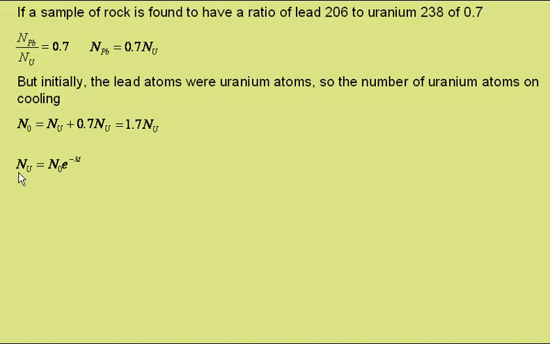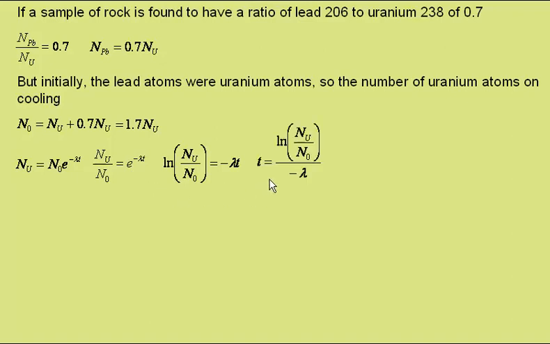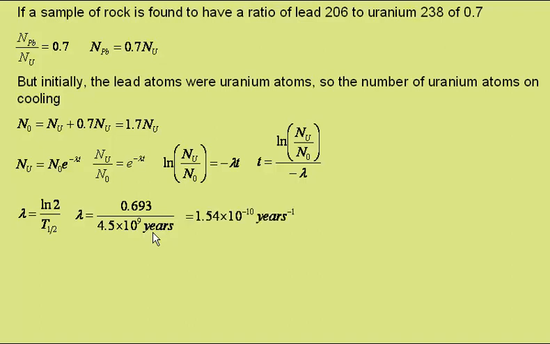But we also know that the number now is equal to the number at the start times e^(-λt). Rearranging to this, and then taking natural logs of both sides removes the exponential function. Now we can rearrange to give t, giving this expression, but we also need to know the decay constant. And again, I'll find this out in years^-1, coming out at 1.54 × 10^-10 years^-1.